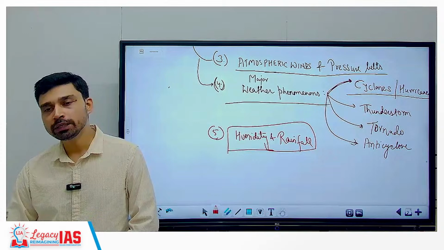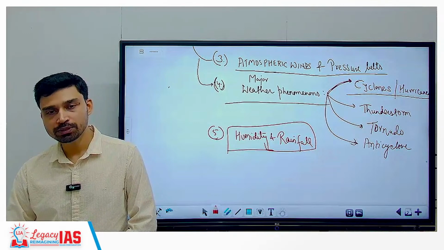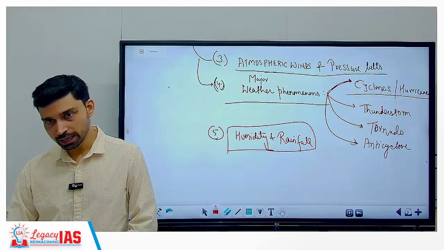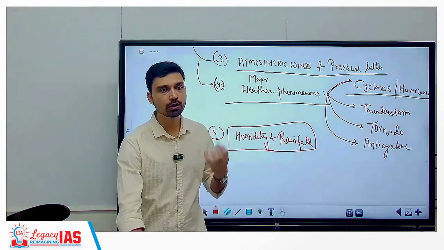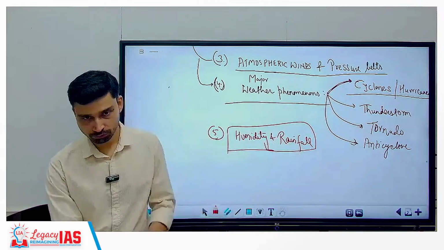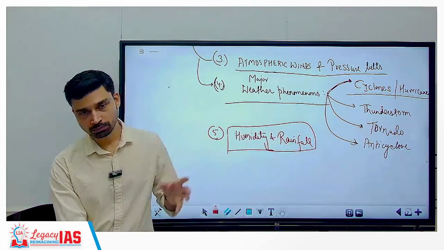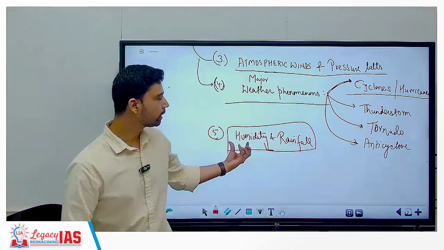For example, in polar areas, does rainfall happen? Snowfall will happen, because the liquid form of water cannot survive. The temperature is very, very low. So it is rainfall, and sometimes snowfall.